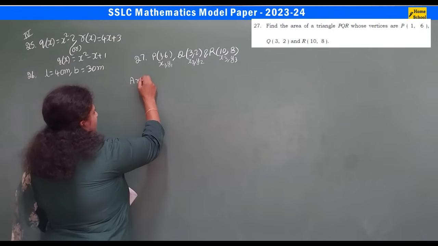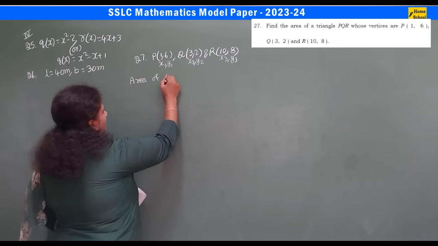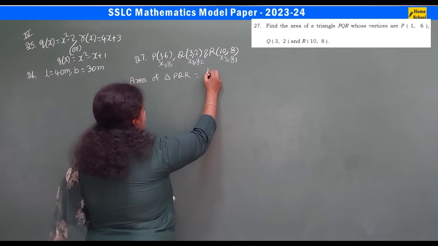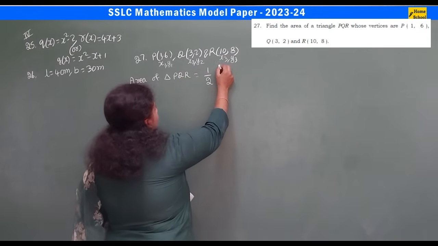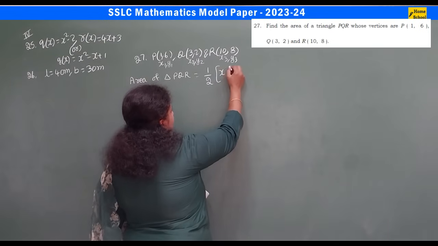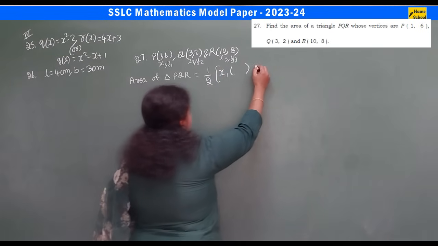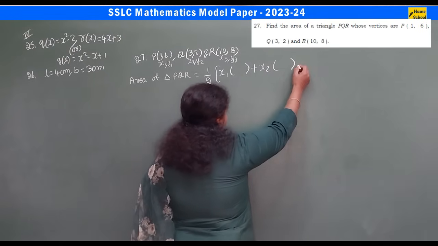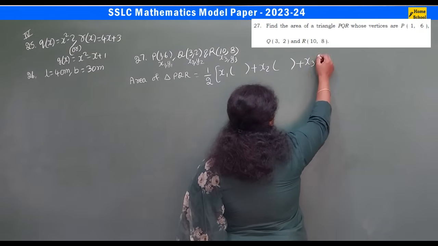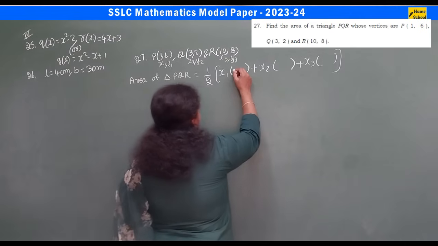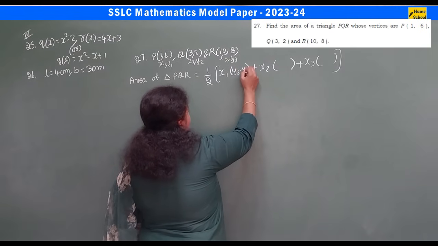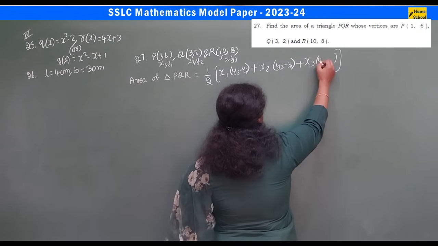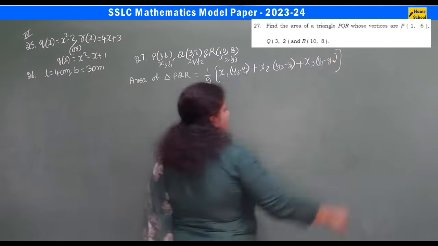Area of triangle PQR. The formula is half of x1 into (y2 minus y3), plus x2 into (y3 minus y1), plus x3 into (y1 minus y2).